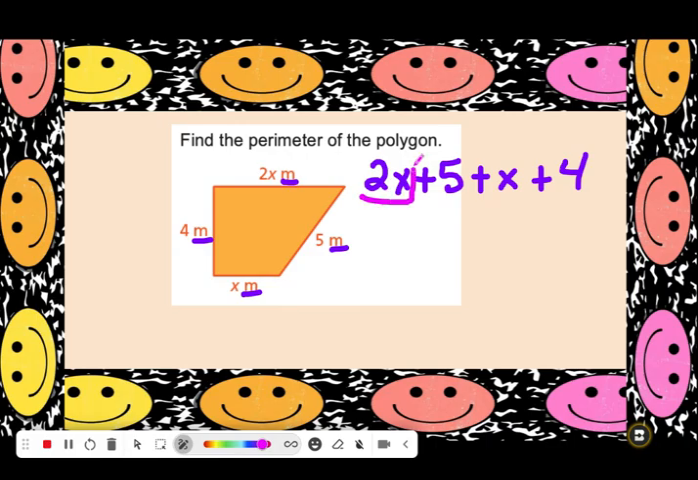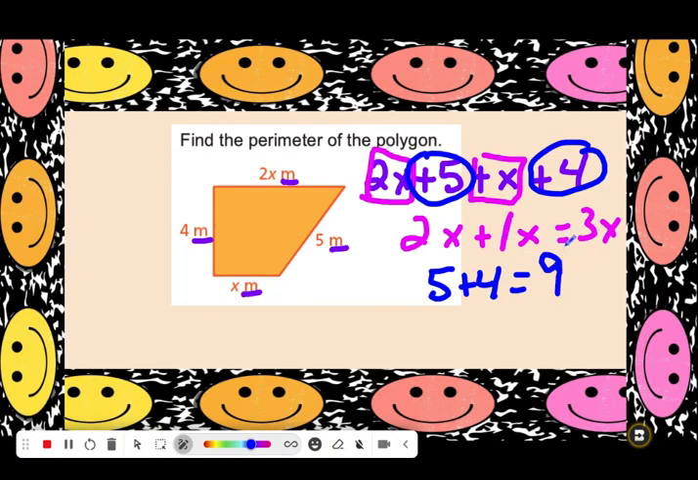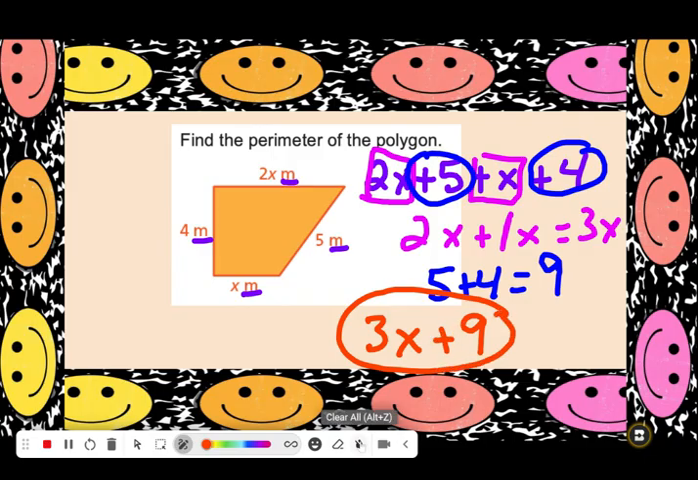I see I have 2x plus x. Remember we put a 1 in front of the x, so 2x plus x is 3x. And then we have 5 plus 4, which is 9. So my whole answer would be 3x plus 9. That would show the perimeter of the polygon. Great job.